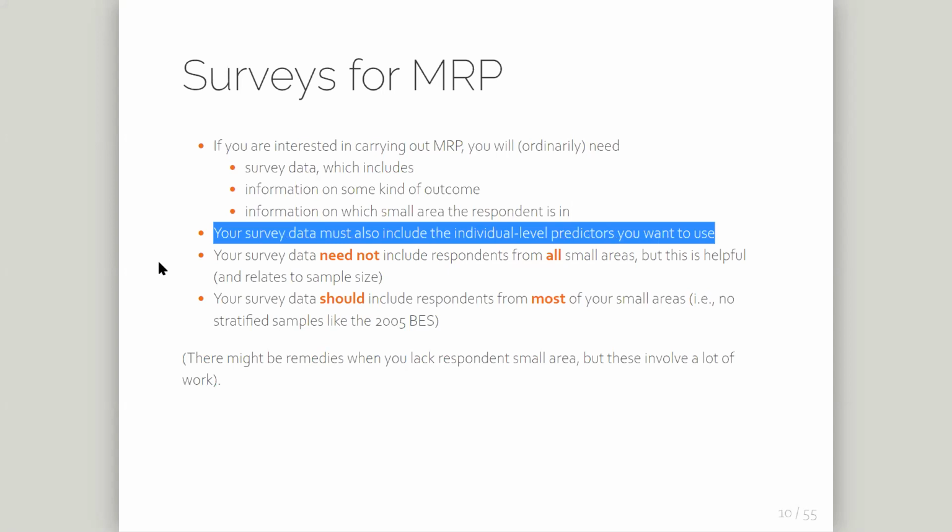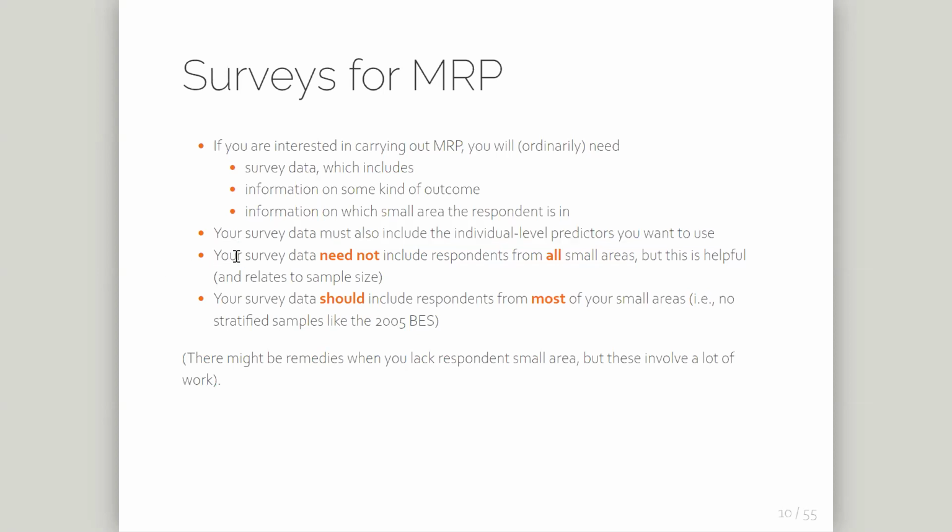Your survey data should include all of the individual level predictors that you want to use, all of the information that builds up respondent type. So that might be information on gender, age, highest qualifications, employment status, and so on. If you're commissioning a survey, then you get the chance to make those explicit. If you're not commissioning the survey, if you're working from a national election study, you'll have to deal with what is there.